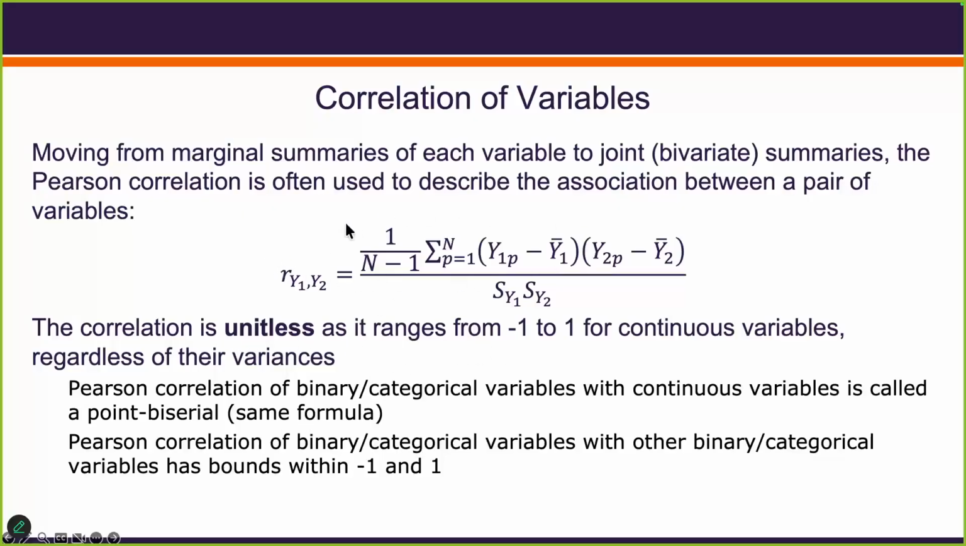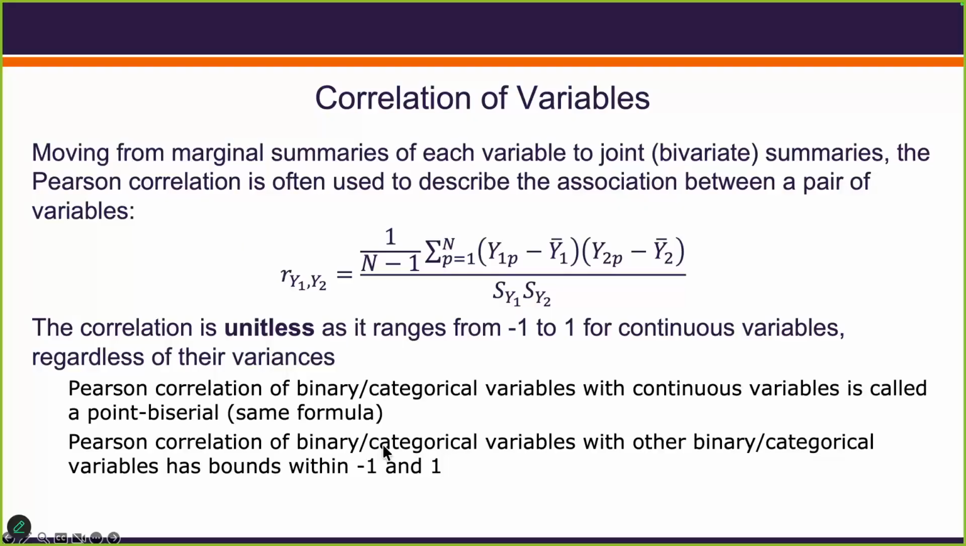This correlation is what we would sometimes call the Pearson or a Pearson product moment. God, those terms. Correlation is used for continuous variables. If you don't have continuous variables, you may have heard of other versions of this. So if you have binary or categorical variables, the correlation of a binary variable with a continuous variable is sometimes called point biserial, point being the binary variable.